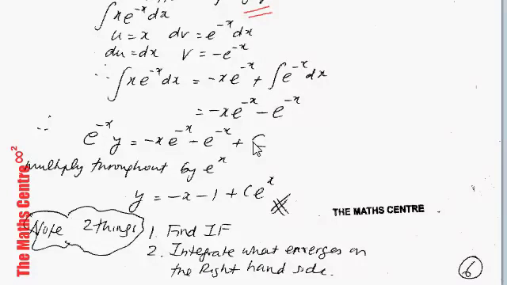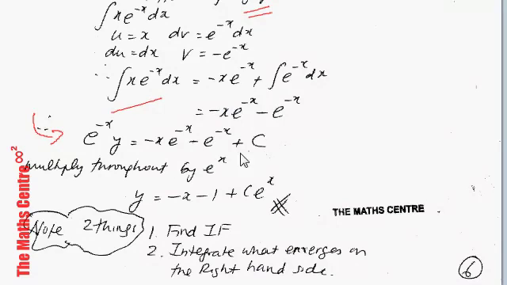So integrating x e to the power of minus x dx, we get minus x e to the power of minus x minus e to the power of minus x. Now we can write down the answer. On the left hand side we had e to the power of minus x times y, so the right hand side now becomes minus x e to the power of minus x minus e to the power of minus x plus c.